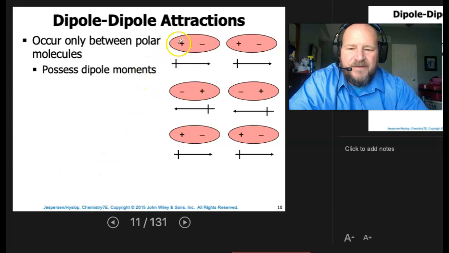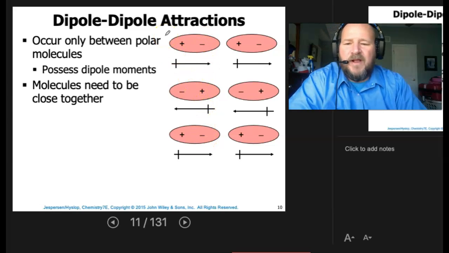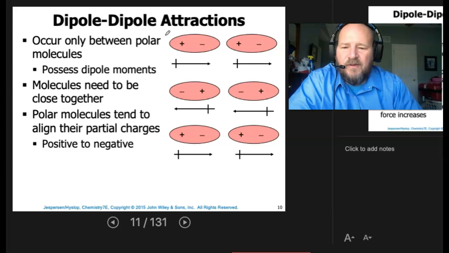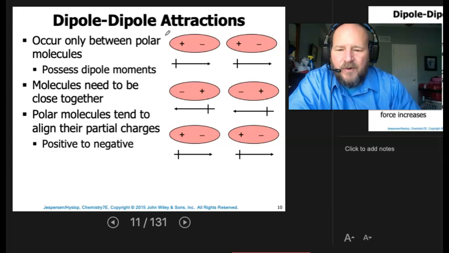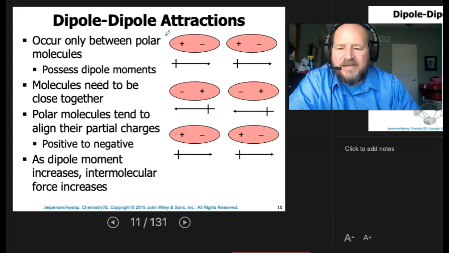So in other words, we have to have that partial positive, partial negative interaction so that the positives and minuses can interact. Or the positives and minuses here, or the minuses and the positives, right? So we get an interaction between plus, minus, minus, so minus, plus, minus. The molecules need to be close together. The polar molecules tend to align their partial charges, again, positive to negative. As dipole moment increases, so shall this intermolecular force.